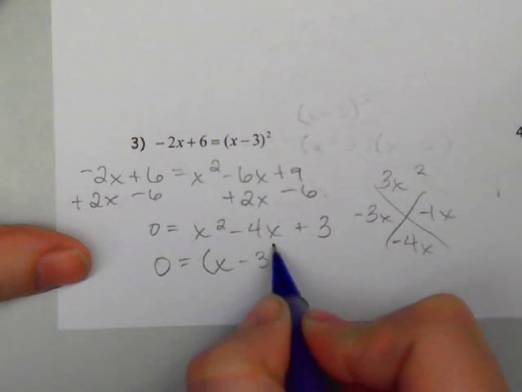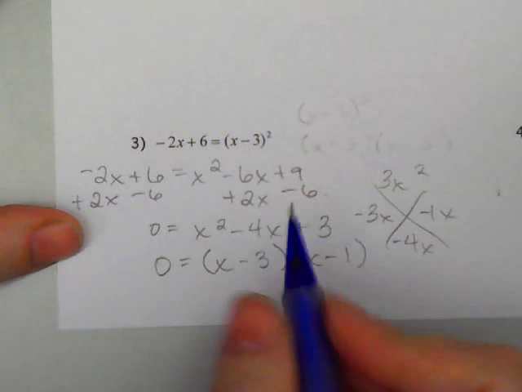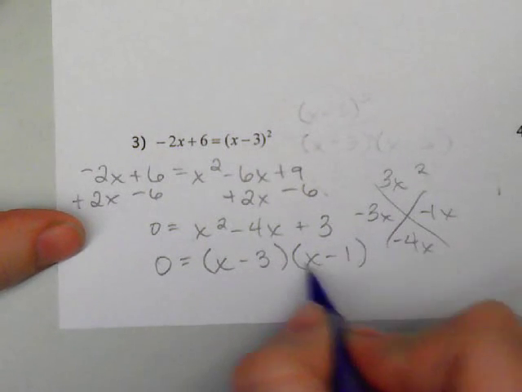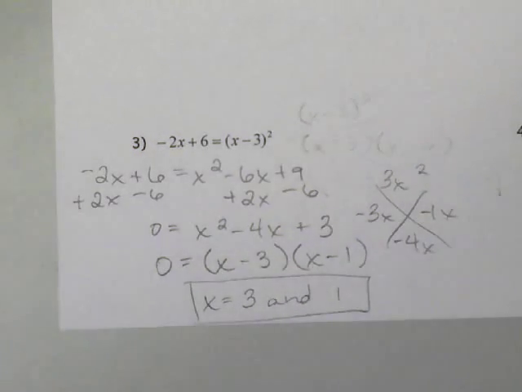Alright, so x minus 3 times x minus 1. And then I use the zero product property to solve what makes this 0 and what makes this 0. So x equals 3 and 1. So those are my two answers on number 3. And we're just solving equations, so no need to solve for y. There are no y's to start with. Keep that in mind as we're going through these different types of problems. If you're solving a system, you should have x and y answers. If you're just solving an equation, you should only have your x answers.